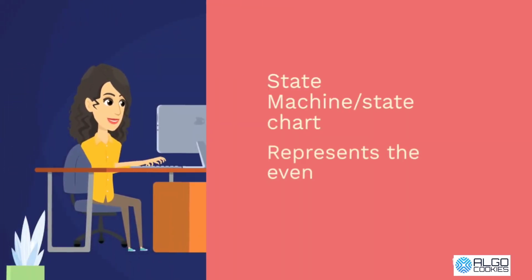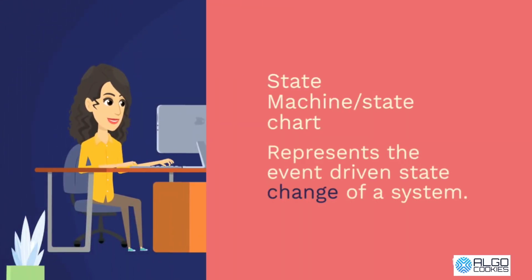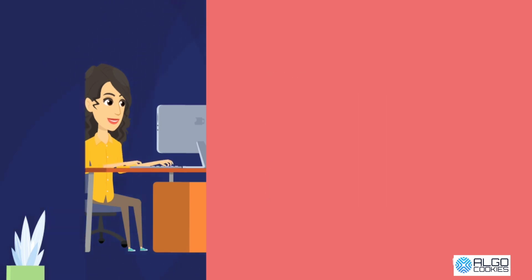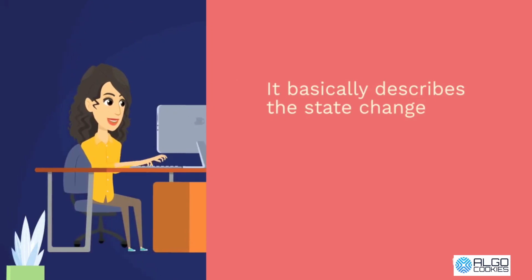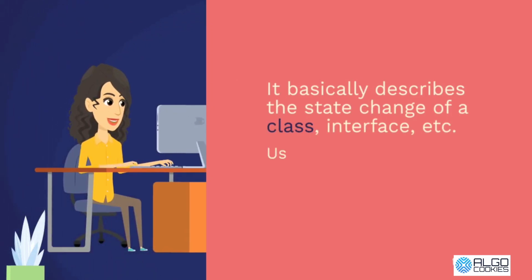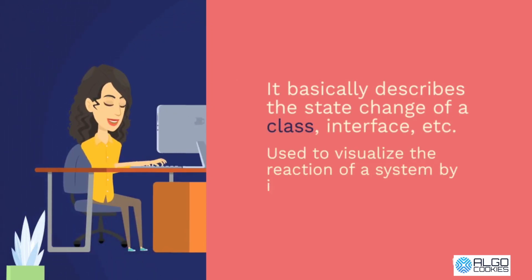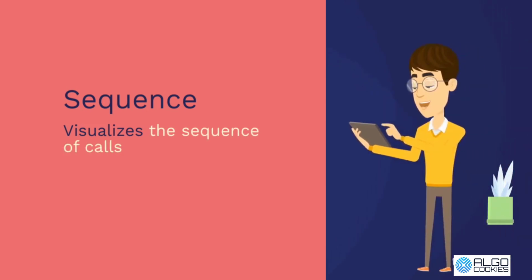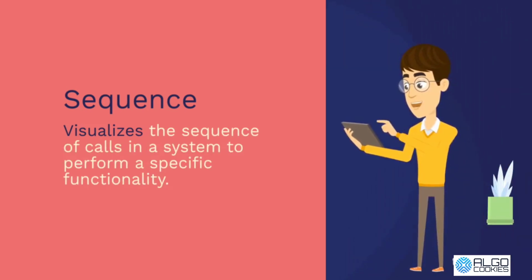State machine/state chart represents the event-driven state change of a system. It basically describes the state change of a class, interface, etc. used to visualize the reaction of a system by internal/external factors. Sequence visualizes the sequence of calls in a system to perform a specific functionality.